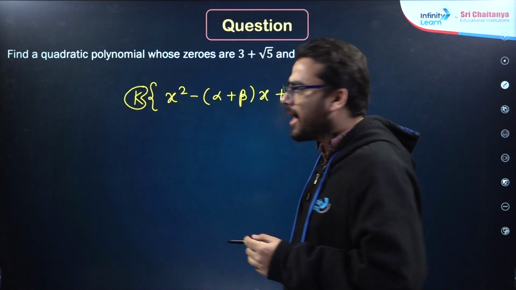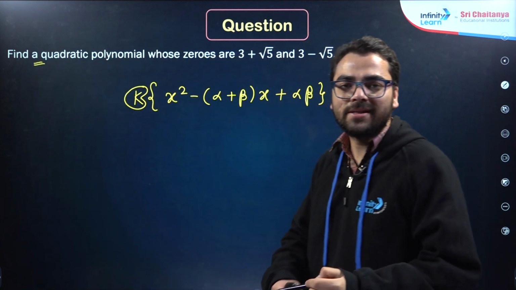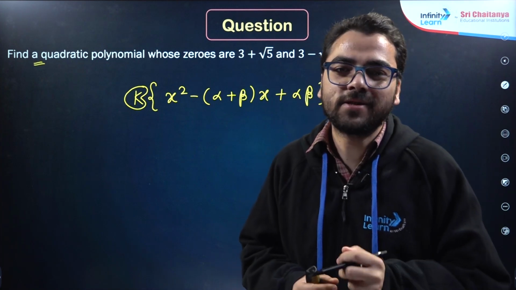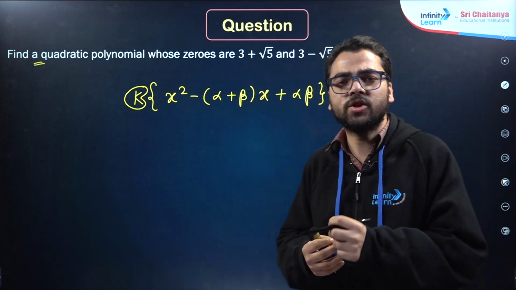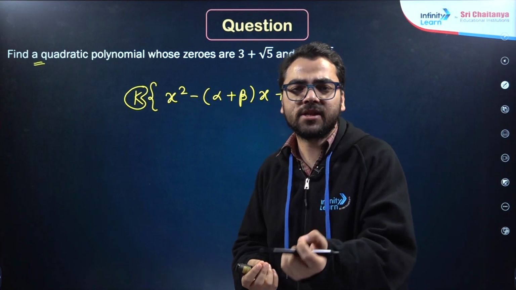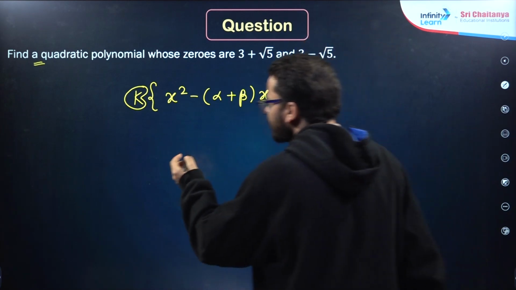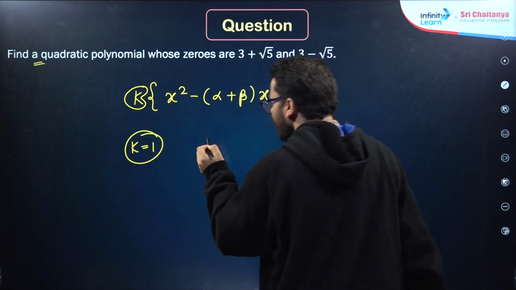So they can never ask the quadratic polynomial. That is not possible, because there are infinite such quadratic polynomials whose zeros are alpha and beta. But if they ask a question like this, you can just assume that k is equal to 1, because you just have to answer only one polynomial in that case. So I'm just taking k is equal to 1 for the time being. So the required polynomial will be what?